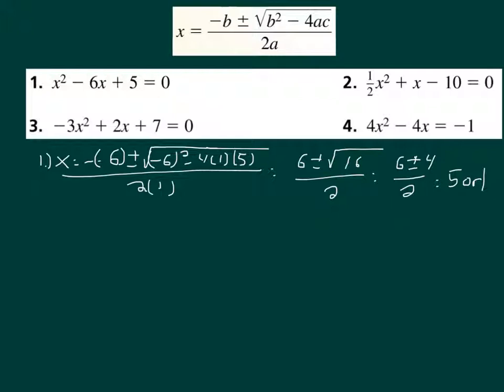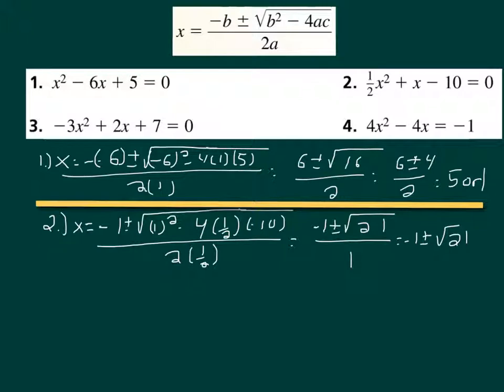All right, let's see how it went. You can see here, even though we had a 1/2 involved, it ended up getting canceled out. We ended up with -1 plus or minus the square root of 21 over 1. Now, since that's not anything that can be simplified, I just leave it as that, and I don't need to write the over 1, so I can write my final answer as -1 plus or minus the square root of 21. All right, pause it again and give number 3 a shot. Let's see how it went.